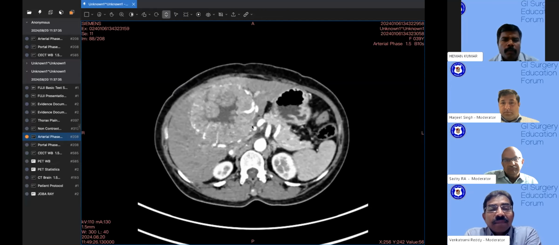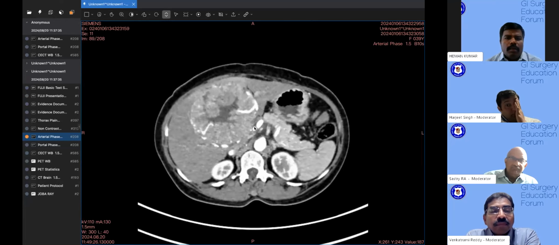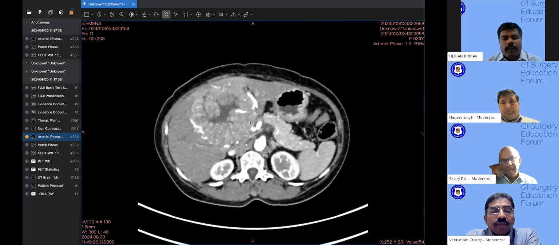Yeah, what do you see? Yes, sir. In the arterial phase, there is enhancement of the mass with central non-enhancing areas. There is also a peripheral enhancement, and it is enhancing from periphery to center.